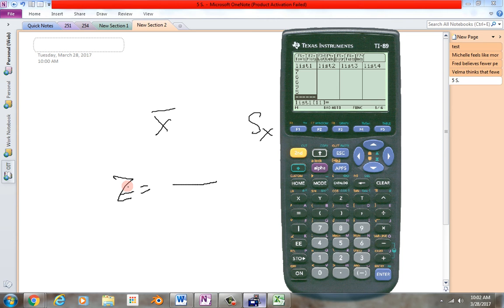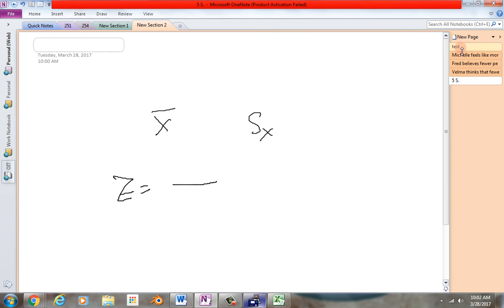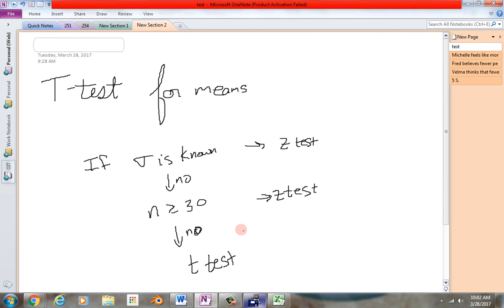Okay? So again, z-test, it's all about this thing right here. And really, let's be honest, it's all about n bigger than or equal to 30. We're using the z's. Less than 30, we're using the t's. Okay? That's the big takeaway. Again, if you know sigma, that's great. But again, that's pretty much as rare as hen's teeth. So good luck with that. Okay.